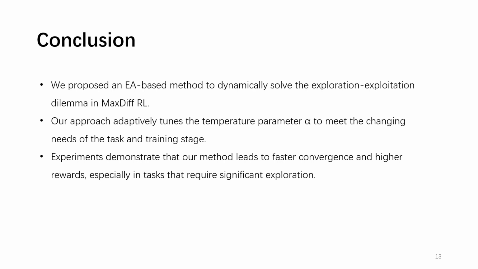In conclusion, we have proposed an evolutionary algorithm-based method to dynamically solve the exploration-exploitation dilemma in maximum diffusion reinforcement learning. Our approach adaptively tunes the temperature parameter alpha to meet the changing needs of the task and the training stage. And our experiments demonstrate that this method leads to faster convergence and higher rewards, especially in tasks that require significant exploration.